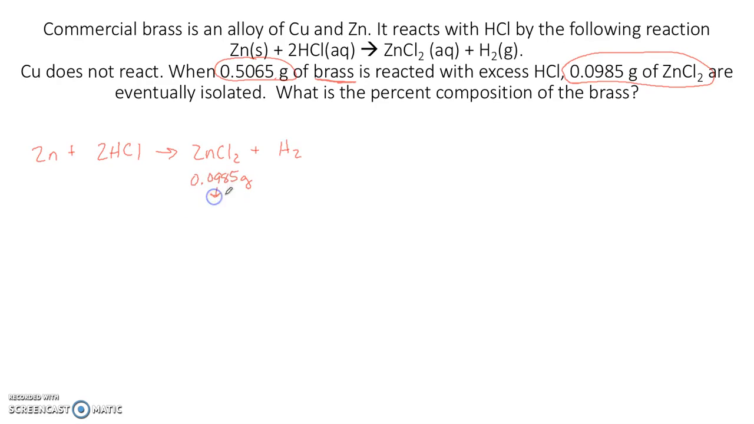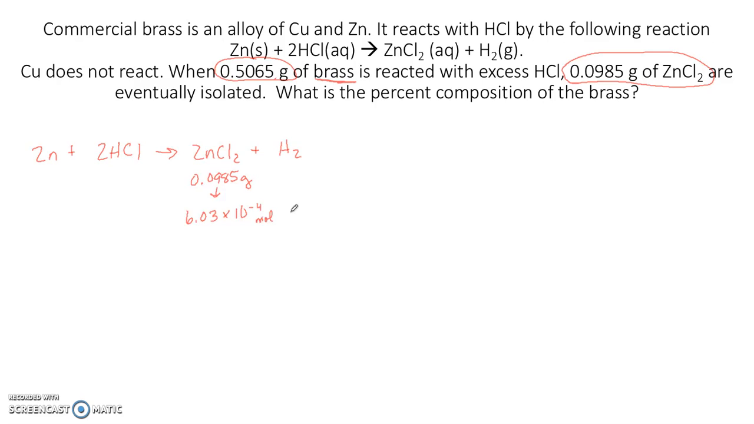We'd have to change it from grams to moles, and we divide by the formula mass, and so we would end up with 6.03 times 10 to the negative fourth moles. Now I'm leaving it in scientific notation so I don't have a bunch of zeros at the beginning. If you take it out, that's your choice, but you better keep track of your zeros. And they want to know what is the percent composition of the brass.